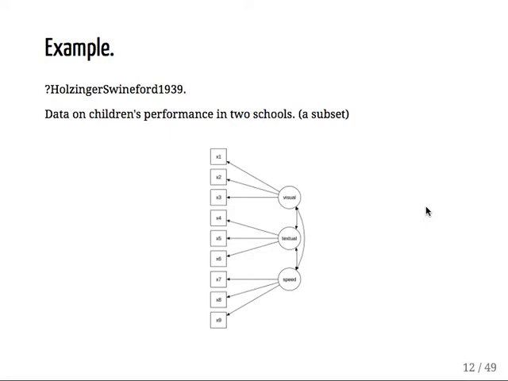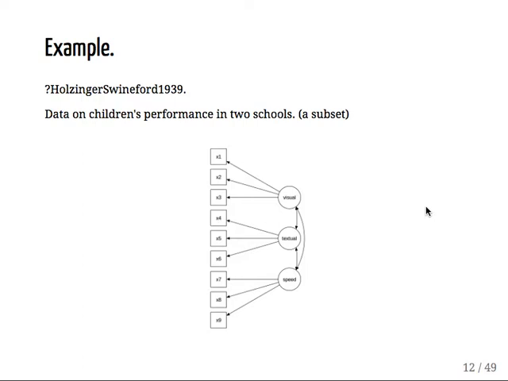So I'm going to give you an example, and this is a subset from the Holzinger-Swineford data from 1939. It's looking at intelligence as captured by three performance things like visual performance, textual performance, and speed performance in a bunch of children in two different schools.